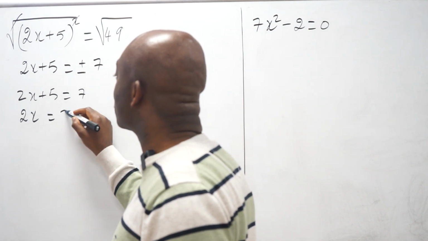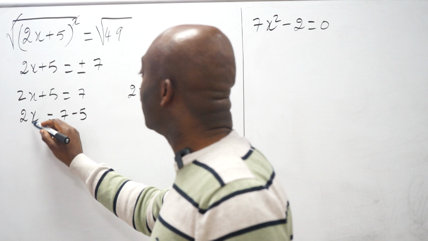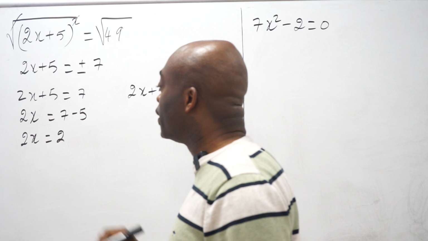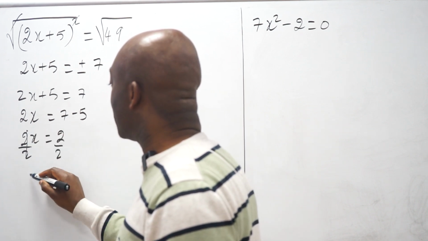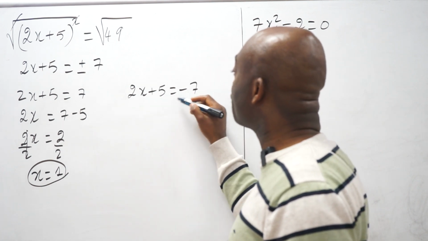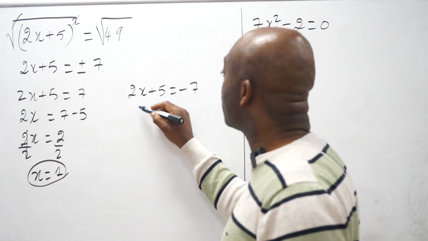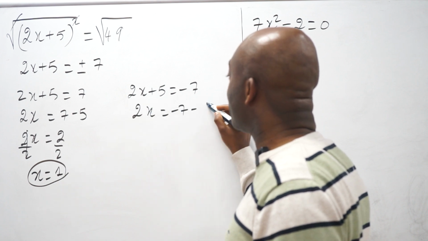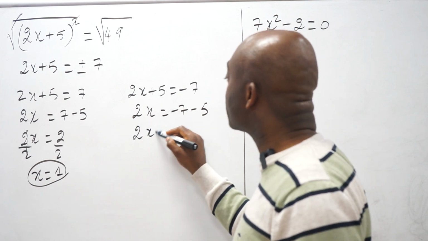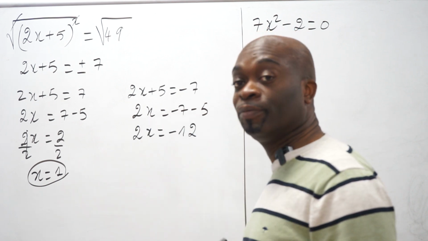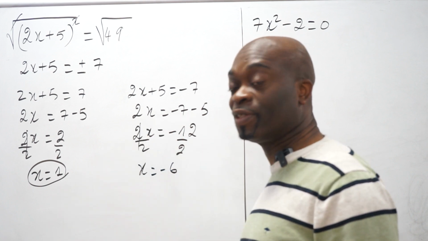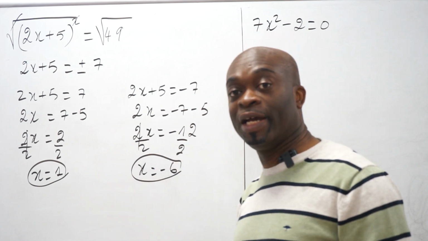So this one is 2x equals 7 minus 5. That will give us 2x equals 2, because once the 5 goes there, it becomes negative 5. Then we divide by 2 and 2, and x equals 1 for the first one. For the second one, you have 2x + 5 equals negative 7. It's the same thing: 2x equals negative 7 minus 5, because the 5 also goes to the right side and becomes negative 5. So we end up with 2x equals negative 12. Divide by 2 and 2, and x equals negative 6. So that's the other x value.